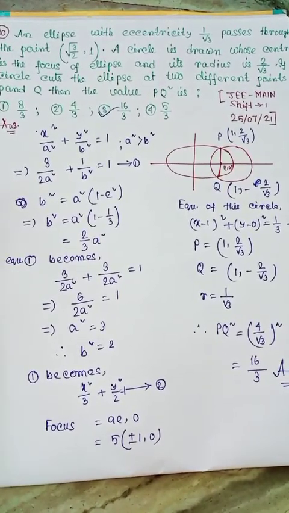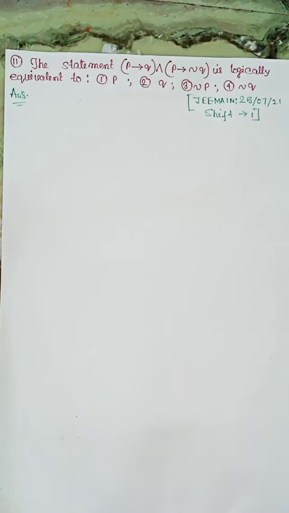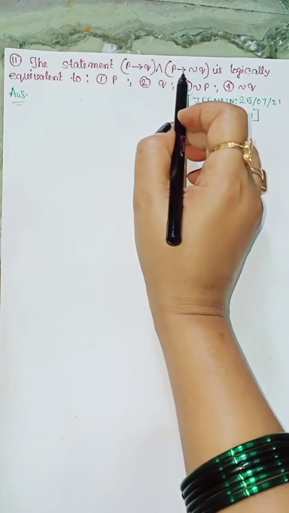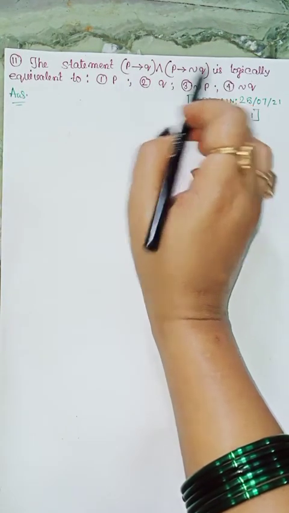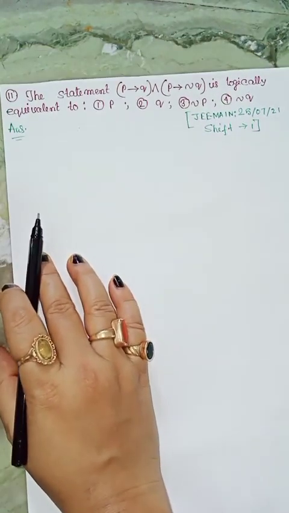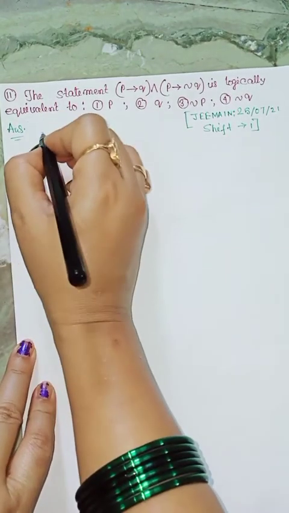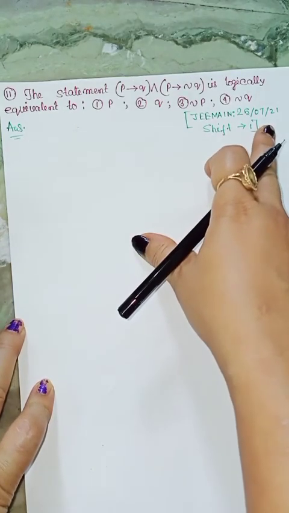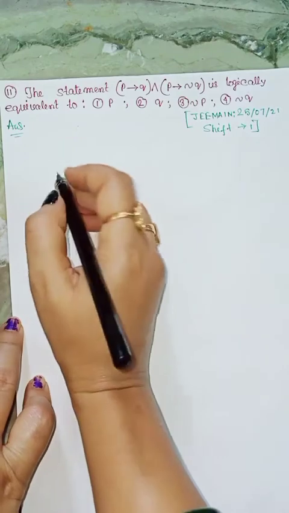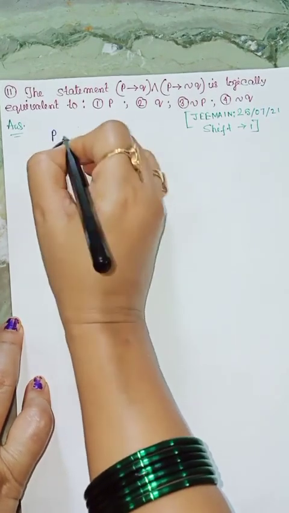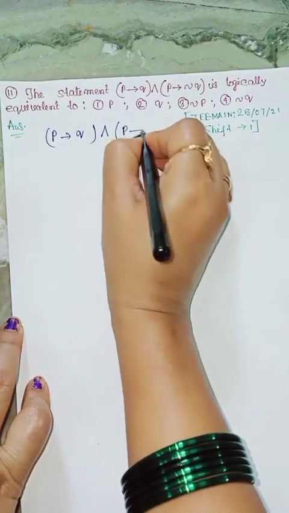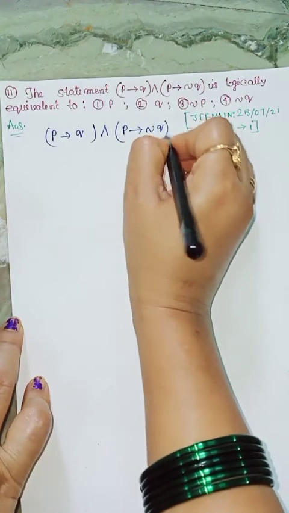Now moving to question 11. Question 11 tells us the statement p implies q and p implies not q is logically equivalent to one of four options given. So this is a question on tautology. It is also a memory based question from JEE Main 25th of July 2021. The given statement is p implies q and p implies not q.